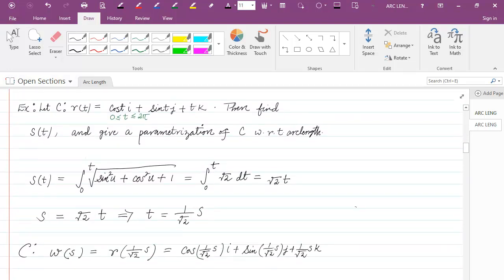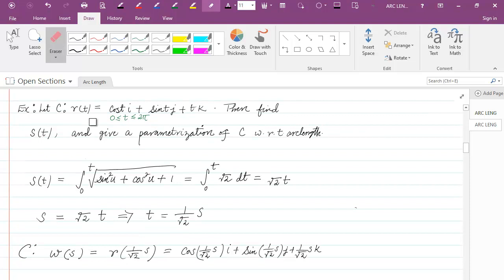Let's do an example. Let's say that I have a curve C given by the vector function r of t, which is equal to cosine t i plus sine t j plus t k, where t is between 0 and 2 pi, and we want to find the arc length function first. So the arc length function s of t would be the integral from 0 to t, and then what do we integrate here? I forgot to write dt here.